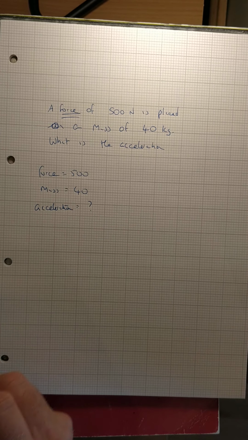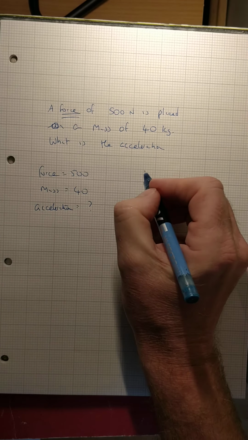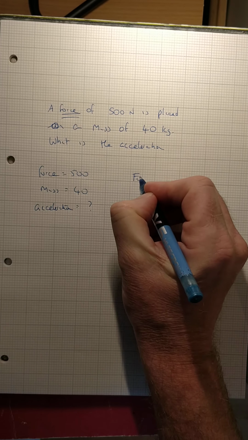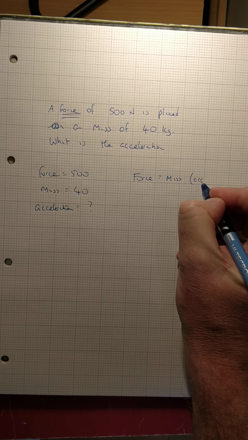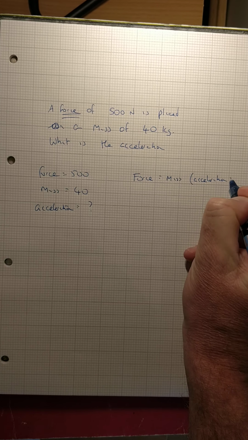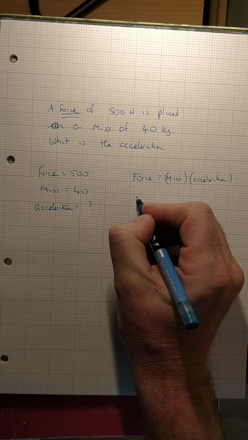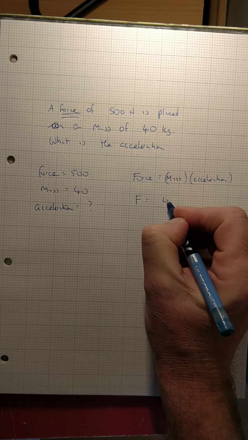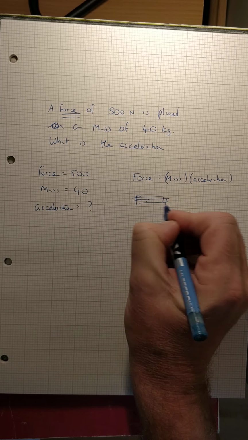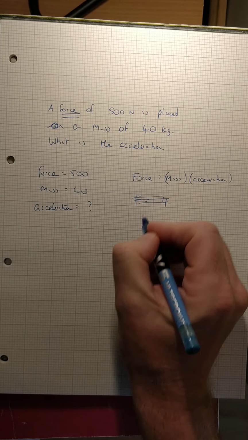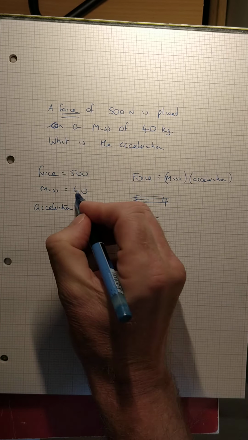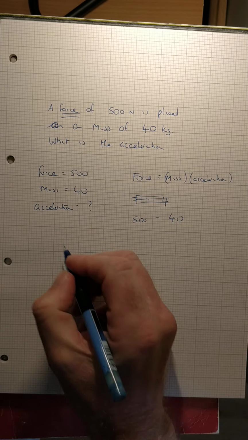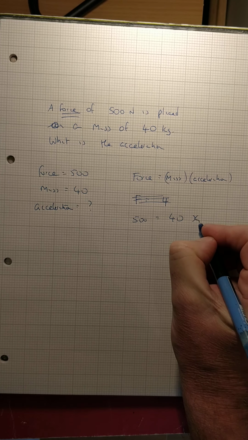Okay, so let's have a look. You know the formula is force equals mass multiplied by acceleration. So you need to know those four formulas. So we fill in the force, 500, and the mass, 40, and we don't know the acceleration, so we're going to call that x.